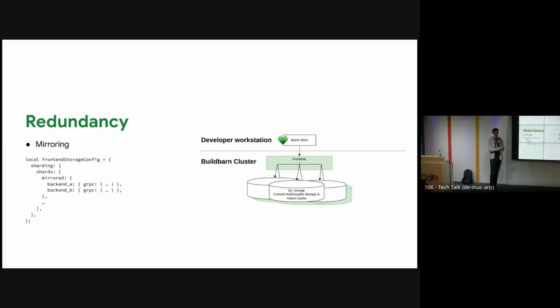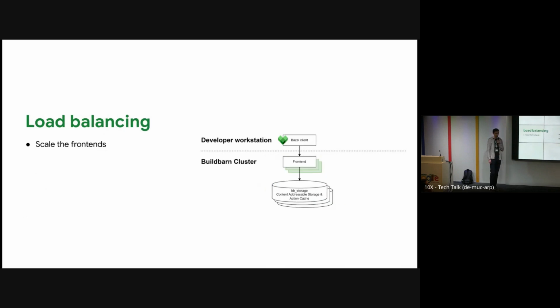We also add redundancy. Mirroring is a good one, and you see the configuration grows a bit. Now, load balancing. If you have 3 storage nodes, maybe your front end can't cope with the load. So let's scale the stateless front end, which is very easy in Kubernetes if you use that.